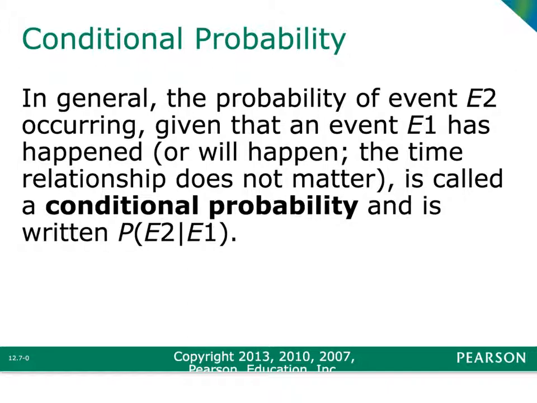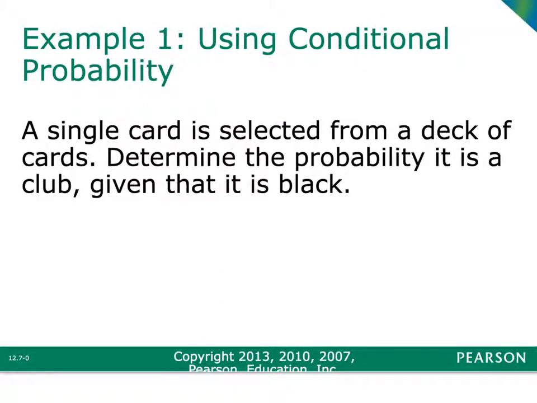Usually the key word is "given." If you ever hear the word given, you usually know that you are dealing with a conditional probability. You can use a formula for this, but you do not have to use a formula for this. In this first example, we won't use a formula.